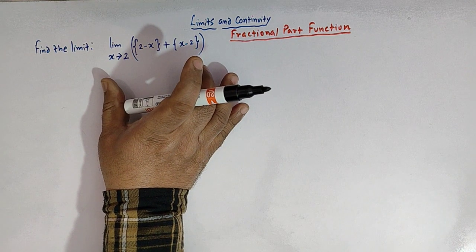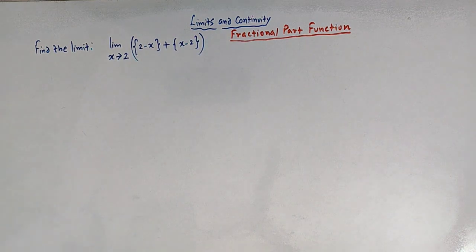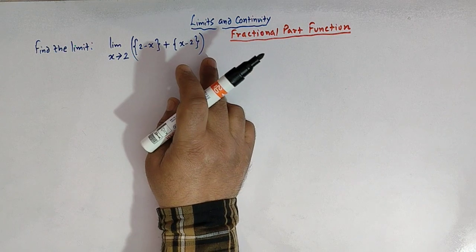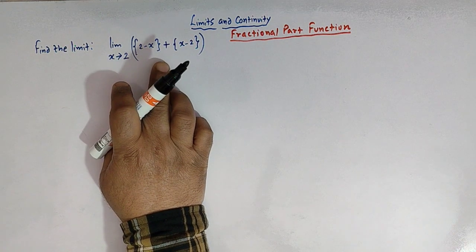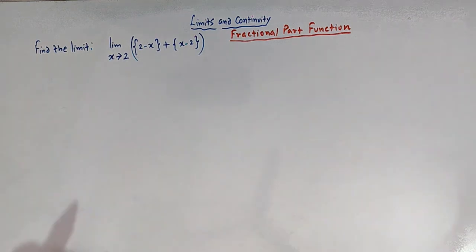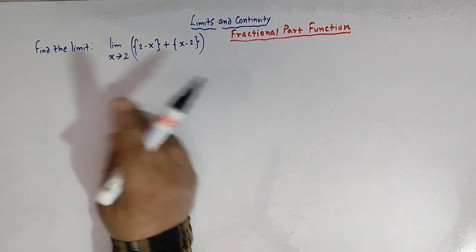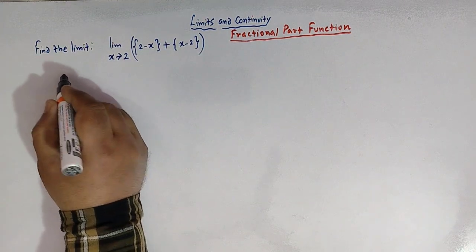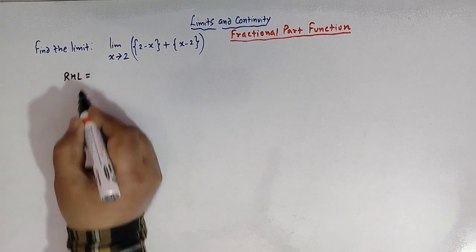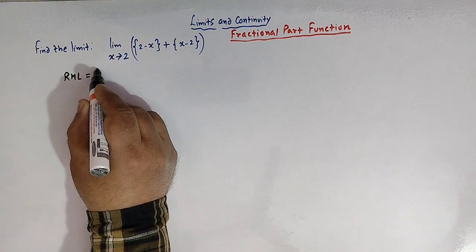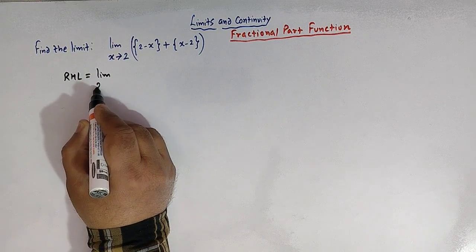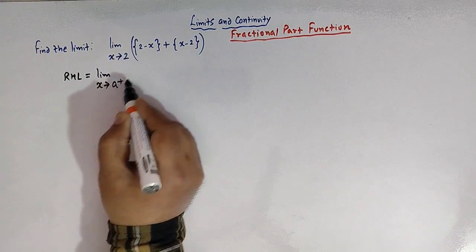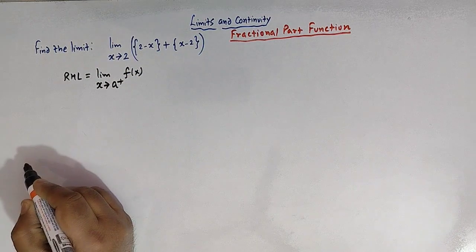So we'll find out the right hand limit and the left hand limit, right? And if both the limits exist and they are finite and equal, then we can say that the limit of this function when x tends to 2 exists, right? So now let us first find out the right hand limit, right? So we'll denote the right hand limit by RHL, and here we'll write this notation, that is limit x tends to a plus, and here we have f of x, right?